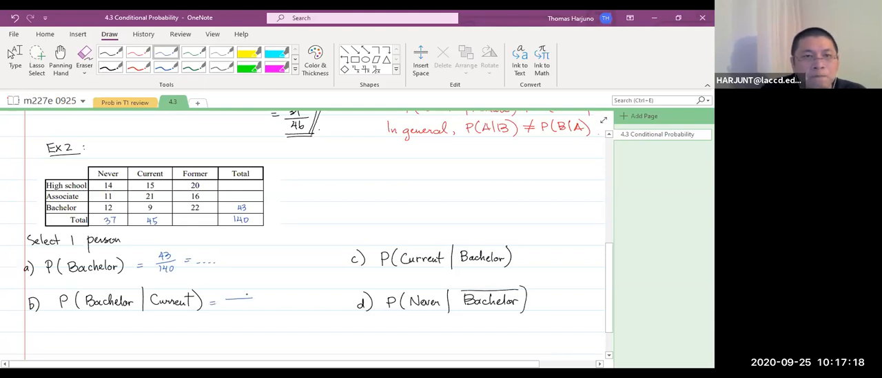Now, what happened here? You see part A is without condition. Part B is with condition, in which we select from those current smokers only. So we start with how many current smokers? There are 45. And of those current smokers, how many of them are bachelors? Yeah, 9 bachelors. Of those current smokers, only 9 of them are bachelors. And then from there you reduce or change to decimal, depending on what I want.